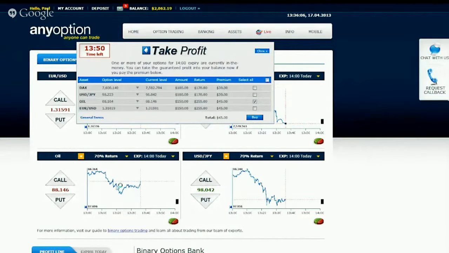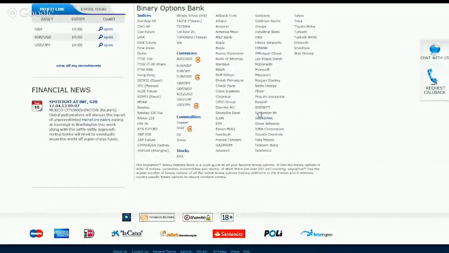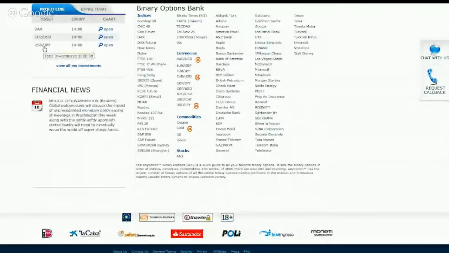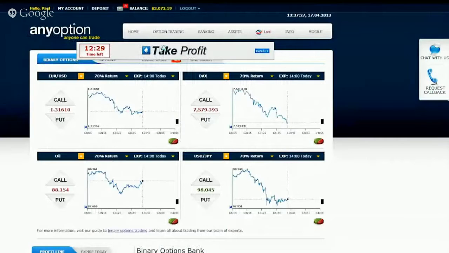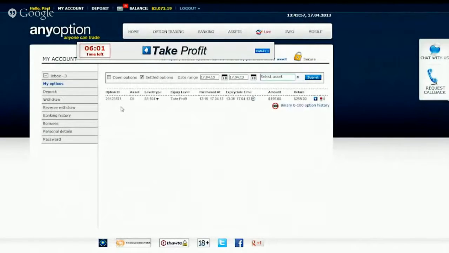So from all of my positions, I'm actually selling oil because I want to be sure of my revenue. This leaves me with 3 open positions on the DAX, on the USD/JPY, and on the Euro/USD. I click on buy. The old position, as you can see, doesn't exist here anymore. I'm going now to my account, and I actually want to show you my settled positions for this day. Here you can see our settled positions on the oil, $195 including the premium, our return and our profit of $60. Let's go back to our trading platform to see how the open positions are doing.